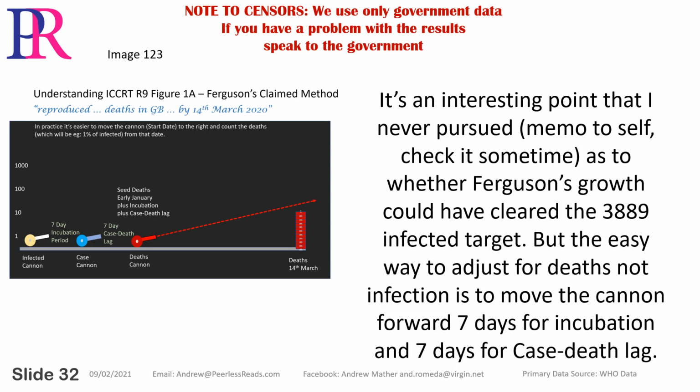It's an interesting point that I never pursued, memo to self, check it sometime, as to whether Ferguson's growth could have cleared the 3889 infected target, but the easy way to adjust for deaths, not infection, is to move the cannon forward 7 days for the incubation and another 7 days for the case death lag.